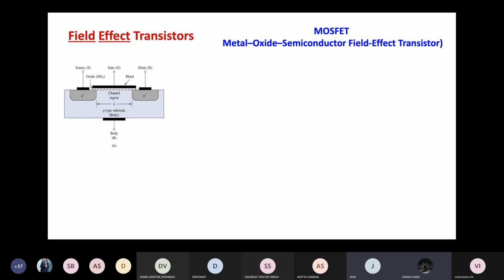Maybe because the junction fields play an important part in this type of transistor. Junction fields. Okay. Anybody else? Anybody else wants to? Yeah, it was a guess, I would say. So there is a field that is playing a role here. Just hold on for a moment.